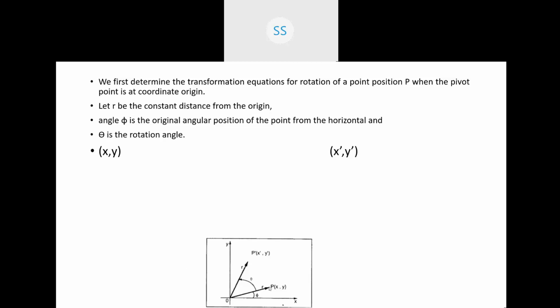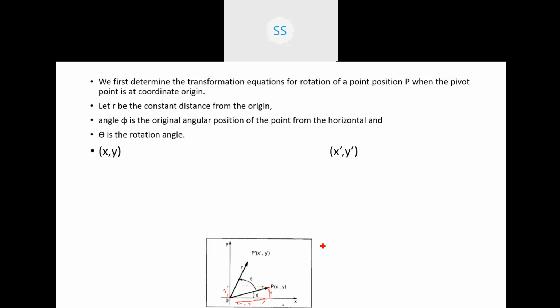Now if you take the point P, which is x comma y, it is at a horizontal distance of x from the origin, and it is at a vertical distance of y from the x-axis, isn't it? If I draw an imaginary line which joins my origin and this point, I can say that this distance is r.